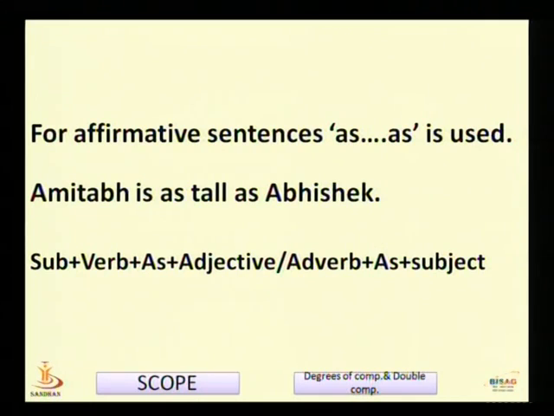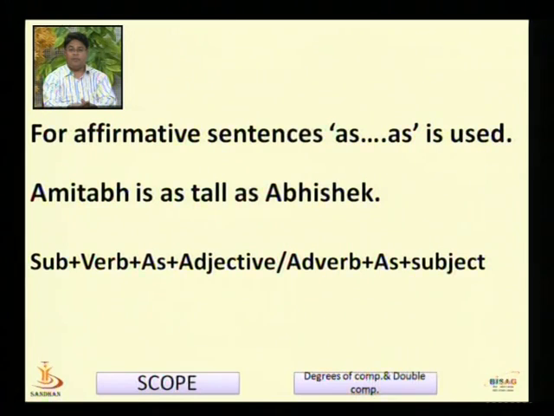The syntactic pattern is subject is written first, then verb, then as, adjective or adverb, as, and subject. See the example on the screen. Amitabh is as tall as Abhishek. Now here we have Amitabh and Abhishek, the comparison between Amitabh and Abhishek, and both are equal as far as their height is concerned. So Amitabh is as tall as Abhishek.